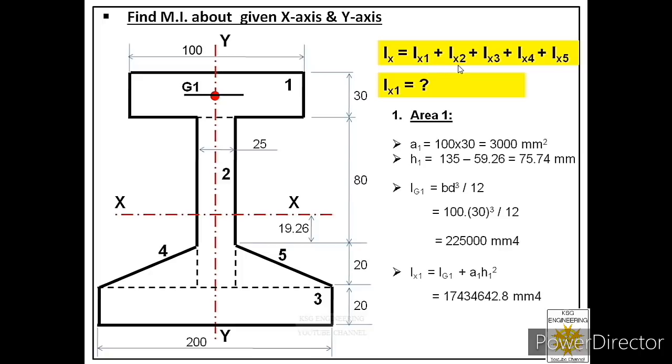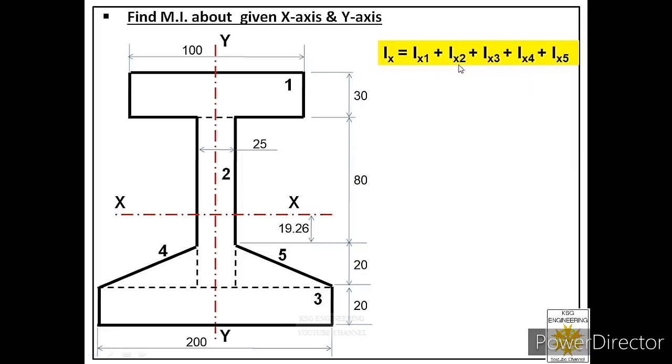Now we have to work for the second unknown, that is Ix2. So let us find Ix2. What will be the first step for Ix2? The first step is to find the area of the second regular area. Now the second regular area is also a rectangular area, so let us see its dimensions. Its length is 25 and its width is how much? It is 80 plus 20, so its width is 100. It means its area will be 25 into 100, that is equal to 2500 mm square.